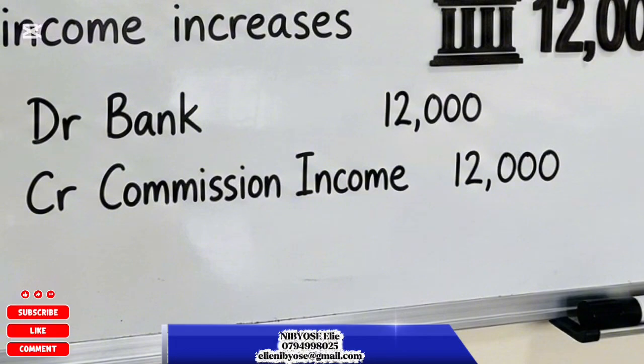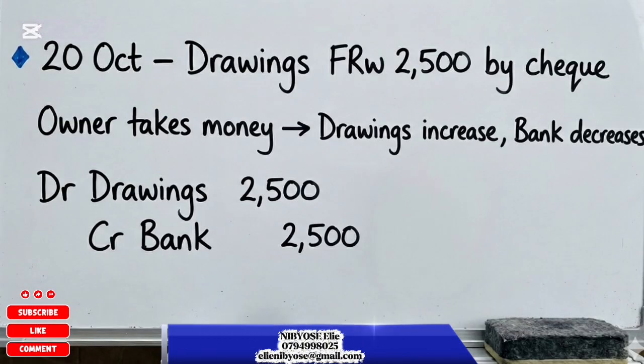And let's continue on 20 October, where the drawings of 2,500 francs was made by check. To mean that if it's by check, it has to affect the bank account. So here the bank account is decreasing because of the drawings, the money taken by the owner for personal use, which are called drawings. It means the owner used the check to withdraw the money from the business bank account, and he takes it for private use.